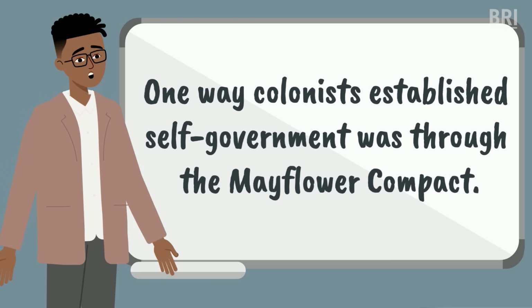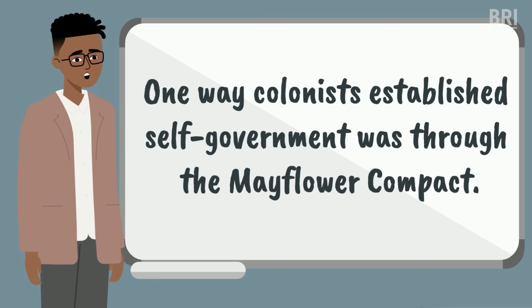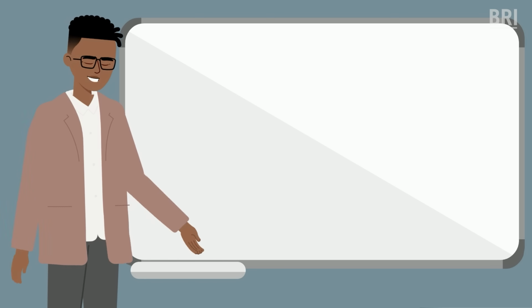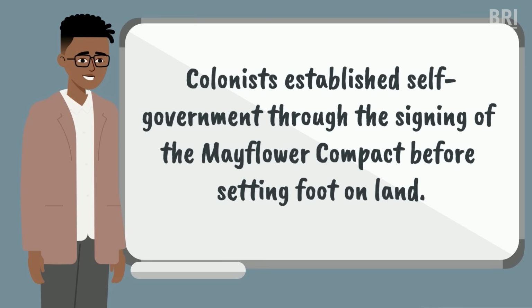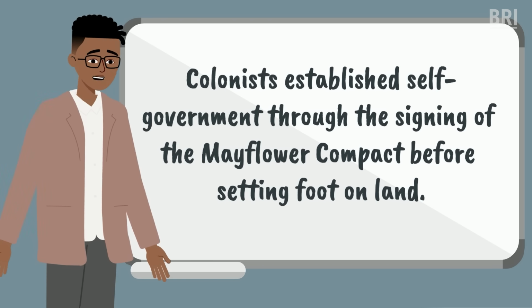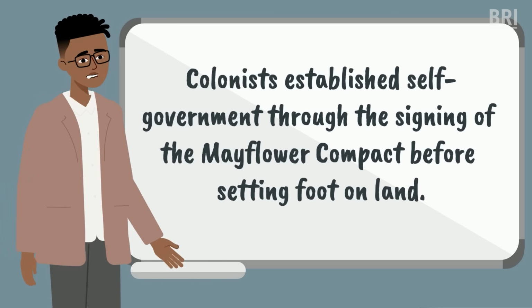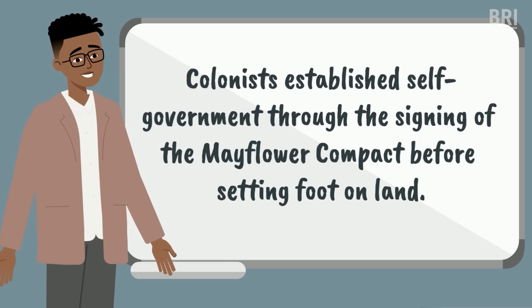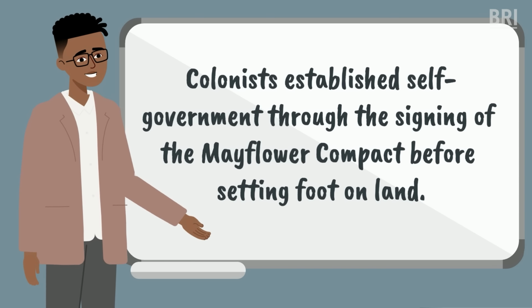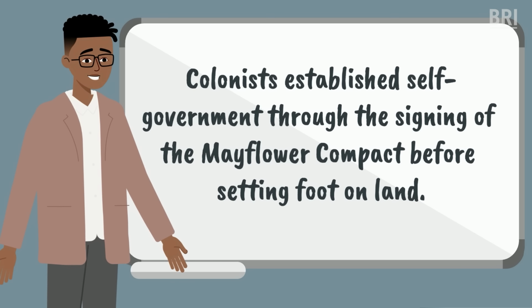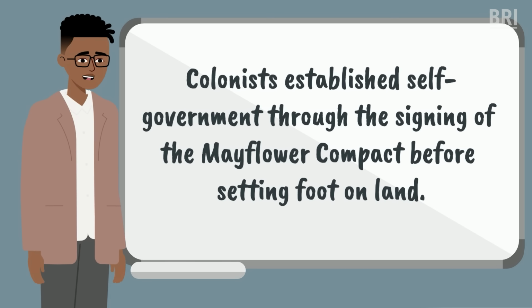But we can make this stronger. Let's be more specific and use more language from our question to be sure we are answering it clearly. How about, colonists established self-government through the signing of the Mayflower Compact before setting foot on land. See, this thesis clearly connects the action, signing the compact, to the concept of self-government. And just like that, we've created a solid historical argument.